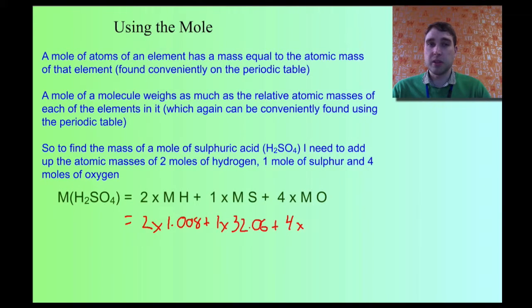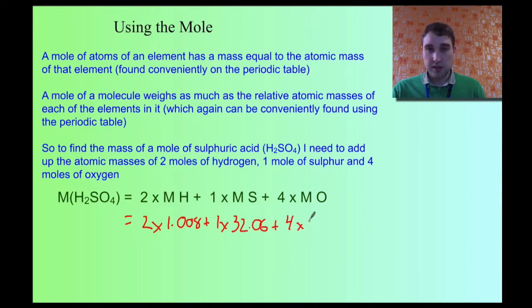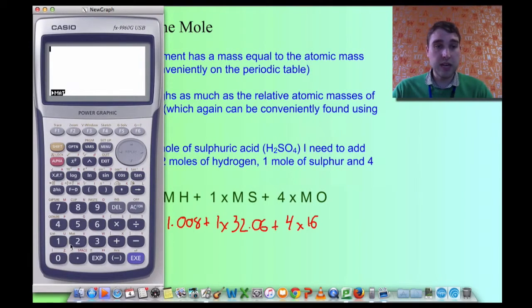Again, I look at my periodic table and I see that the molar mass of oxygen is 16. So 4 times 16. And now I look on my calculator. So go to our calculator, 2 times 1.008 plus, we don't need to do the 1 times, 32.06 plus 4 times 16. If we press enter, we get 98.076.